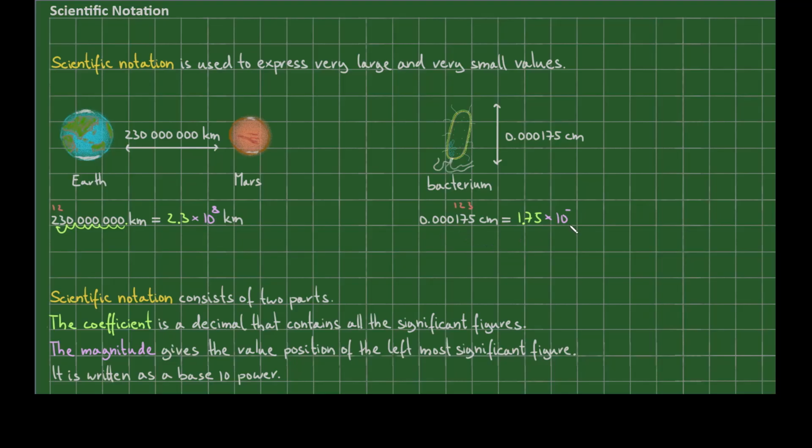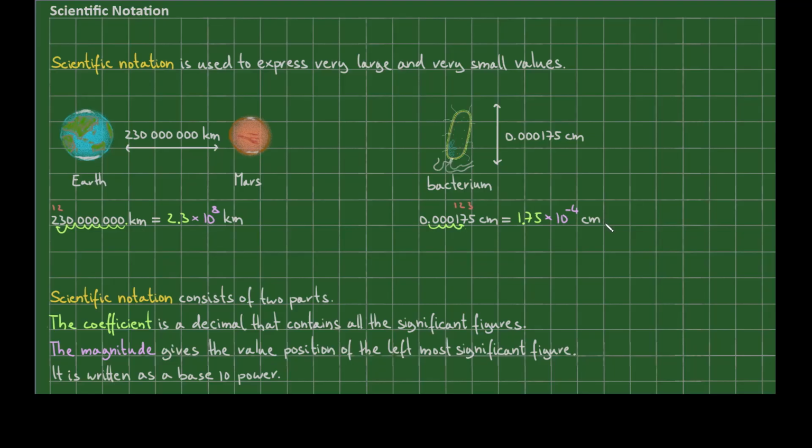So now I need to figure out to what power do I need to raise 10 to get to 10,000ths. And once again, I can count how many times did the decimal point move. It moved once, twice, 3 times, 4 times. And so the length of bacterium, when expressed in scientific notation, ends up being 1.75 multiplied by 10 to negative 4 centimeters. Keep in mind that when we have a value that is less than 1, the exponent of its magnitude will be negative.